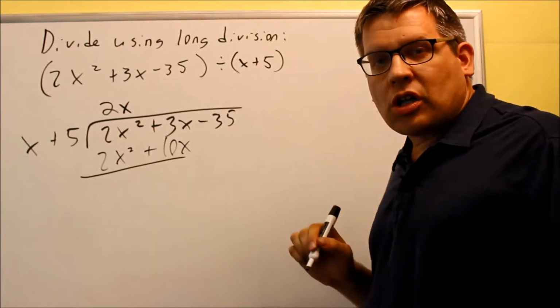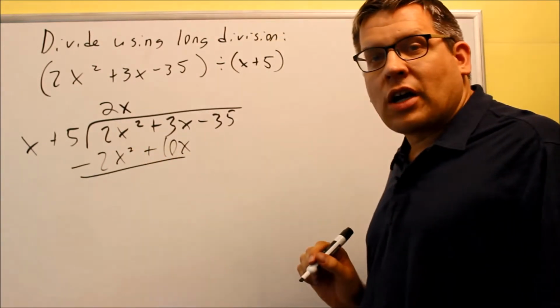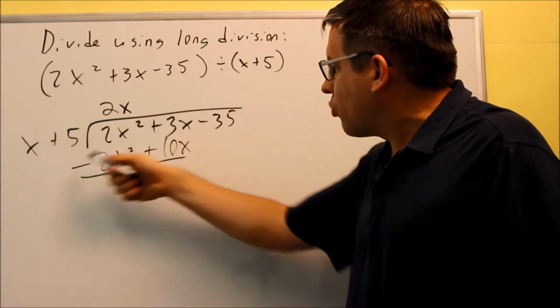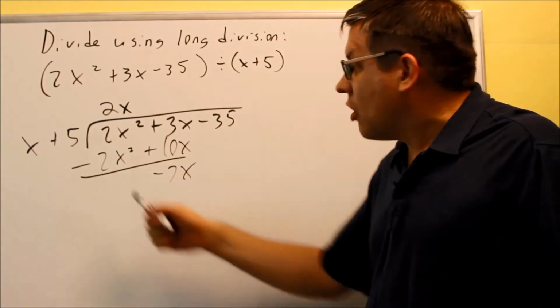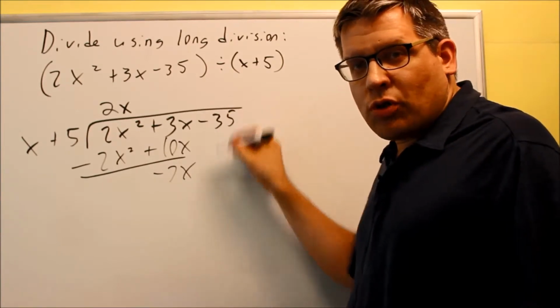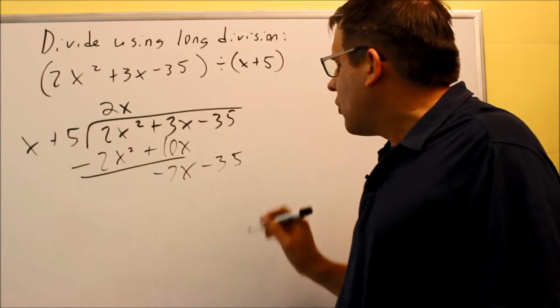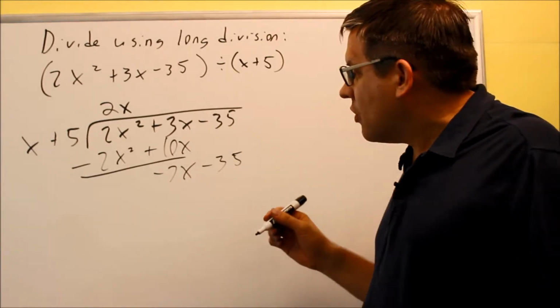When you're doing long division, just as if you would do for regular numbers, we need to subtract these. So these two, if you subtract it, you get a 0. And here you have 3 minus 10, which will give you negative 7x. You're always subtracting with long division. Just like regular division, you would bring the next number down. So in this case, we're going to bring down the negative 35. You're only allowed to bring down one number at a time, just like regular long division.